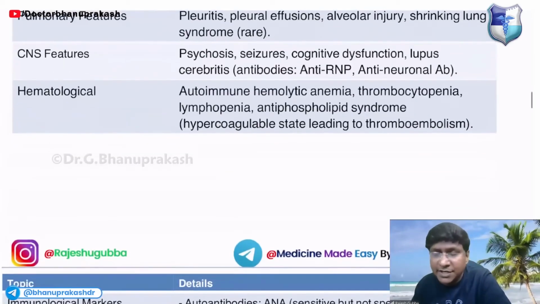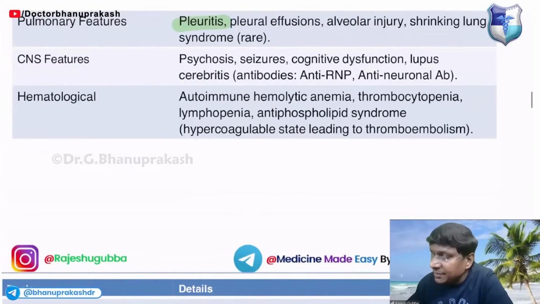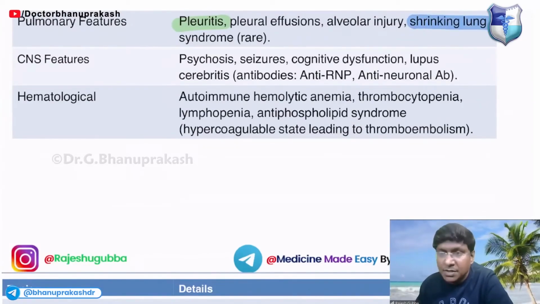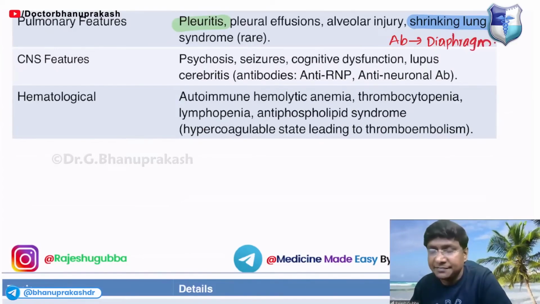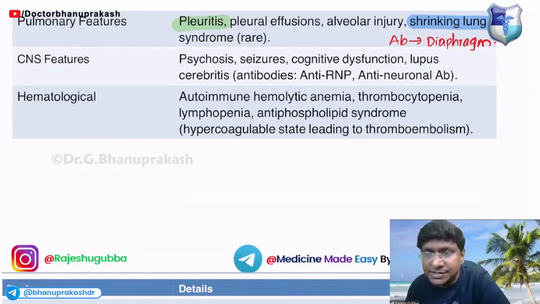Pulmonary manifestations will be in the form of pleuritis. That will be the most common manifestation, and that can result in the development of pleural effusion. There will also be development of what is called shrinking lung syndrome. What is shrinking lung syndrome and what is it due to? This is due to antibody formation against the diaphragm. This antibody will cause diaphragmatic paralysis, and that will cause the shrinkage of the lung. That is called shrinking lung syndrome. But this is a rare manifestation.